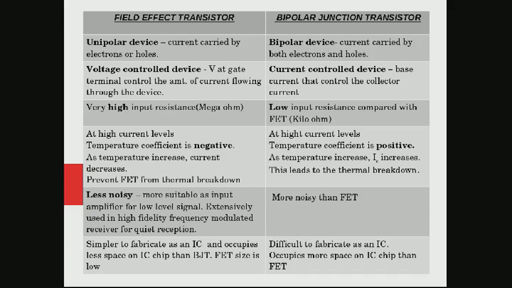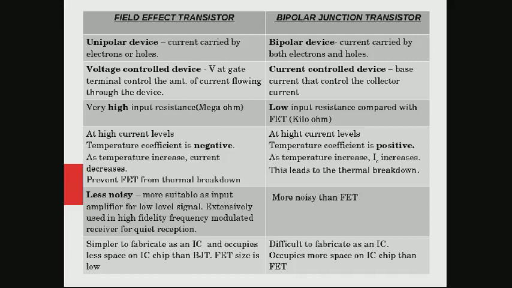Then let's come to the second difference. FET is a voltage control device. A FET has three terminals. It has a source terminal, gate terminal, and drain terminal. So it is the voltage that we apply to the gate that controls the amount of current flowing through the device, and hence we can call FET a voltage control device. Whereas in the bipolar junction transistor, the output current, that is the collector current, is determined by the base current. So it is a current control device.